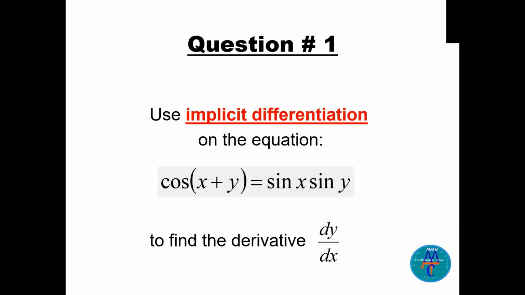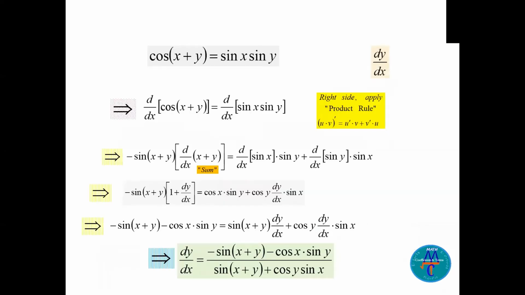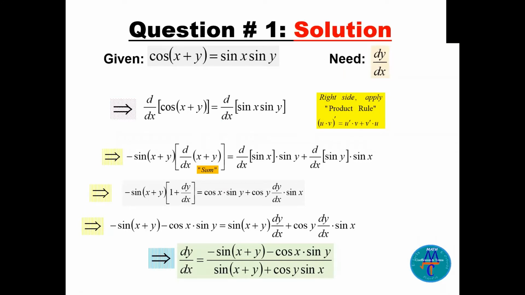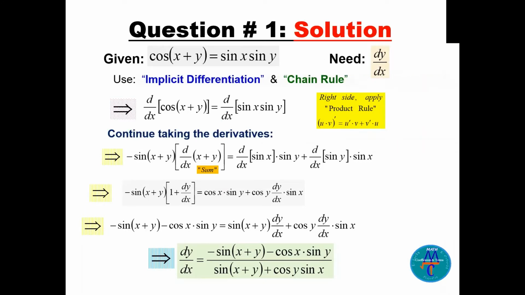Question number 1, use implicit differentiation on the equation cosine of x plus y equals sine of x times sine of y to find the derivative dy over dx. So we can directly start the derivative on both sides. So d over dx of the left side here, cosine of x plus y, d over dx of the right side. See, on the right side here, we can see product rule. u times v prime will be u prime v plus v prime u.